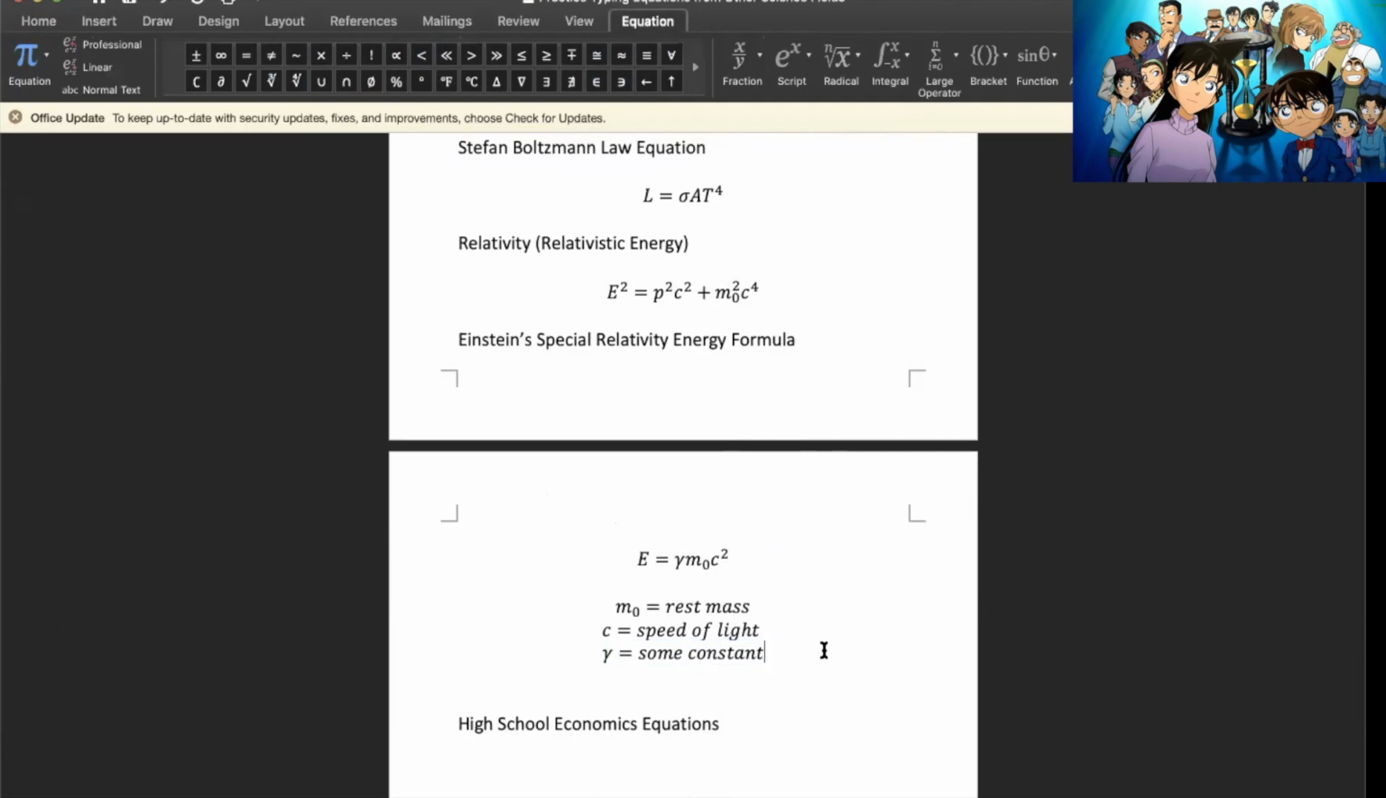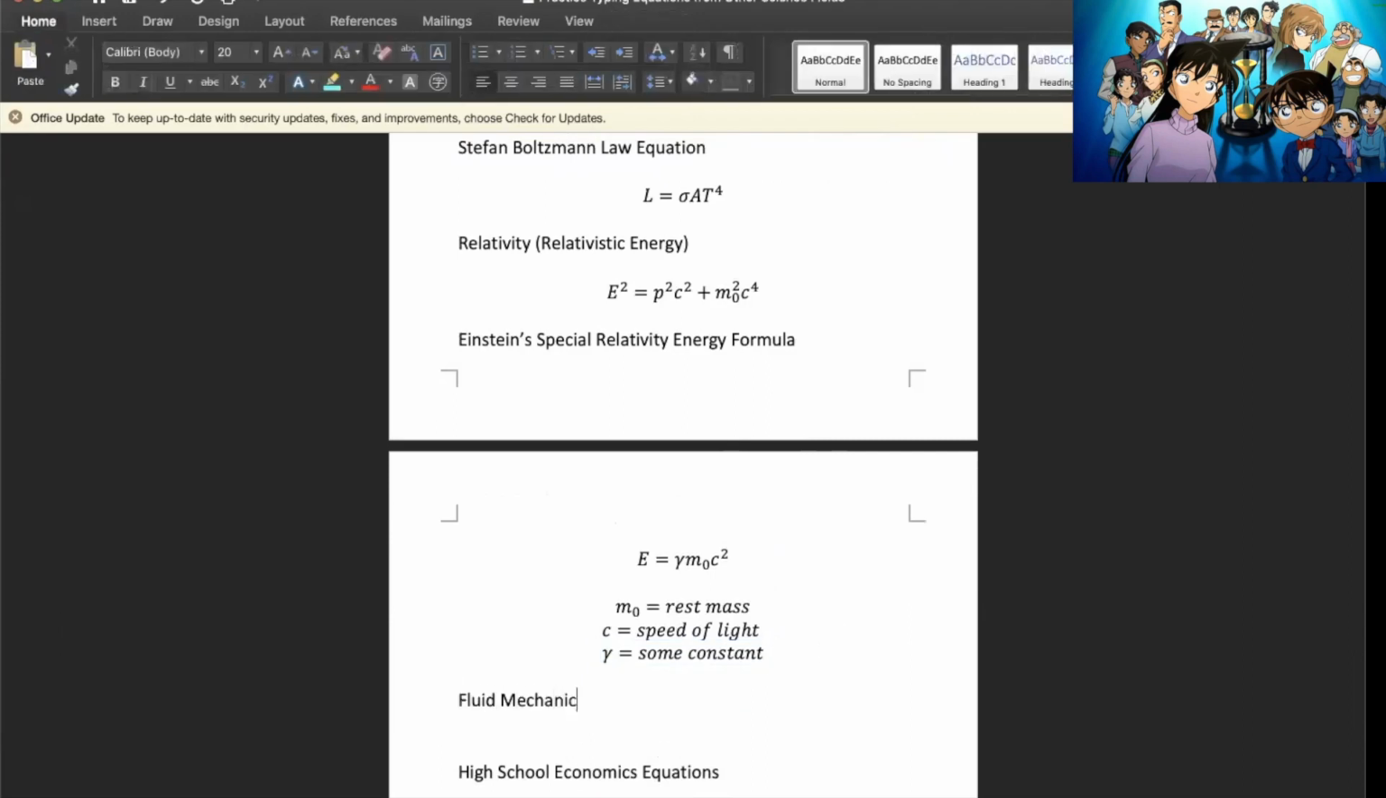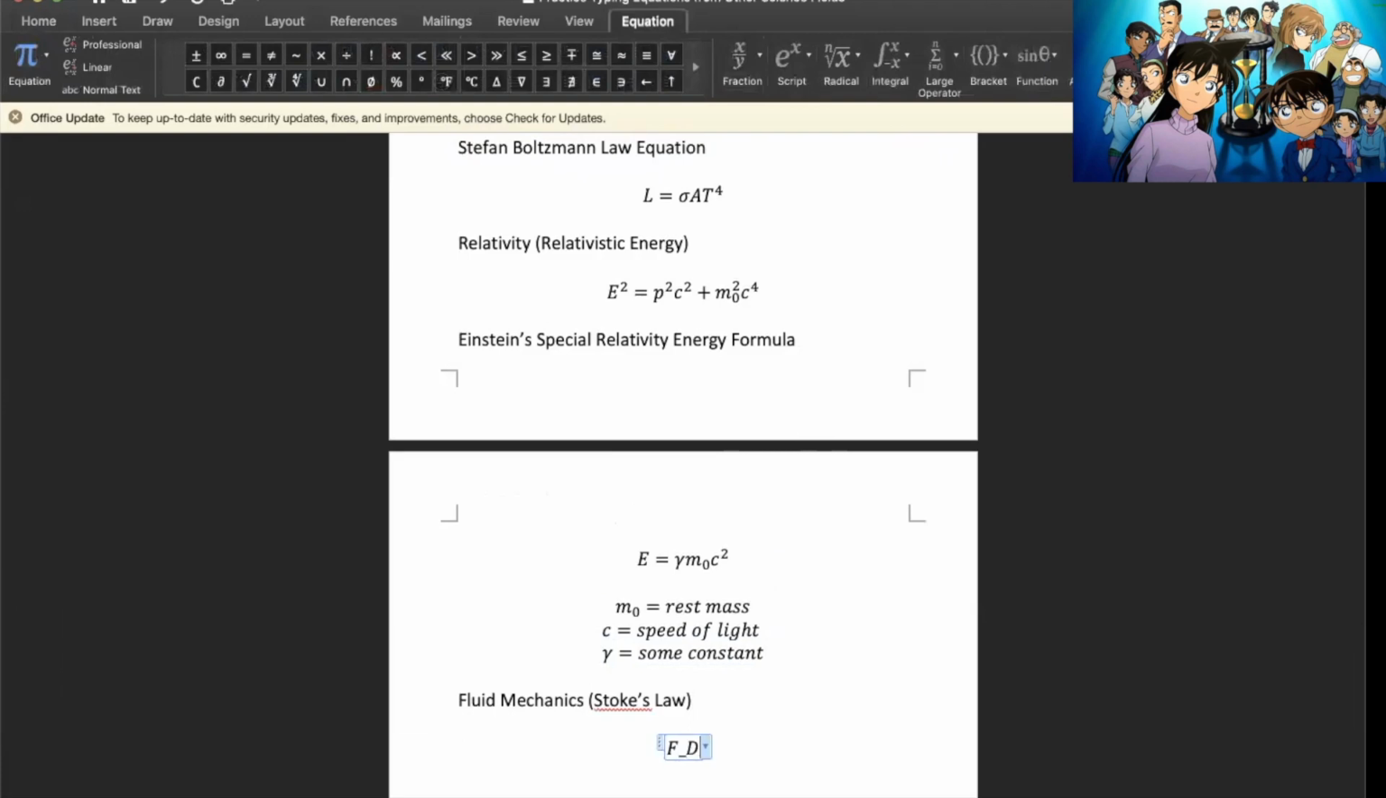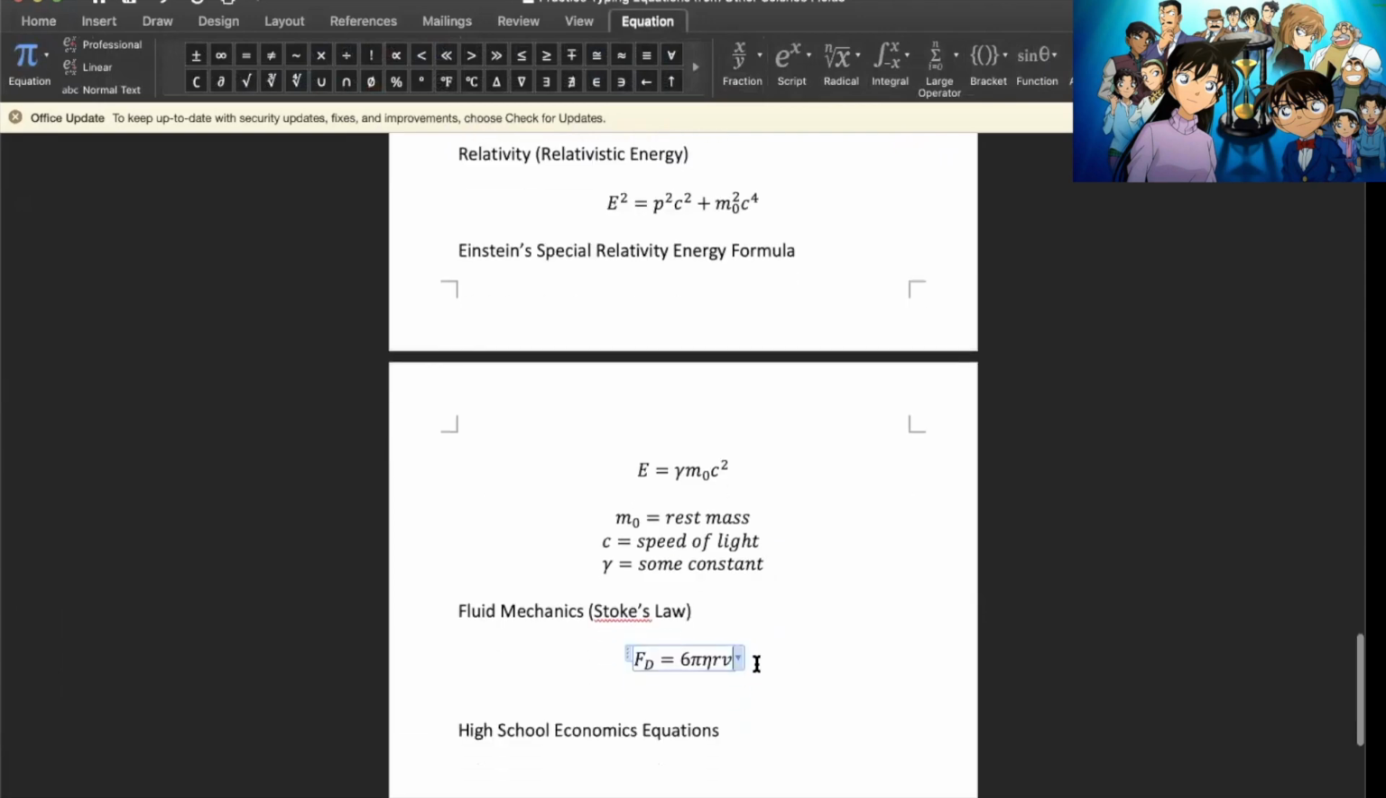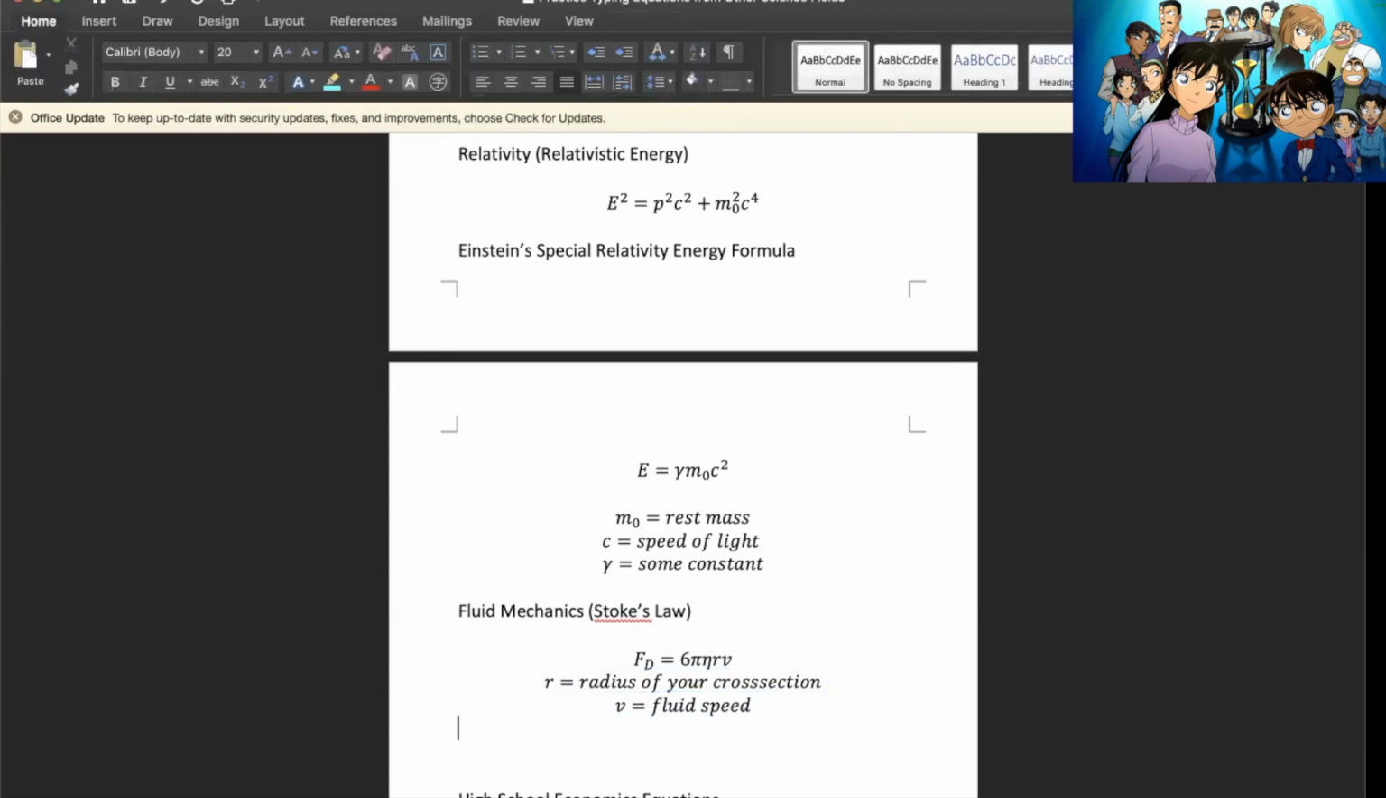And finally, we'll go to fluid mechanics and take a look at Stokes' law, which takes a look at the viscous drag force of liquids that are, I assume, laminar flow, and it's only at certain speeds. So you get that the drag force of a liquid equals 6 pi times eta times R times V. I would believe that R equals the radius of your cross section. V equals fluid speed, and then pi and eta are just other constants.